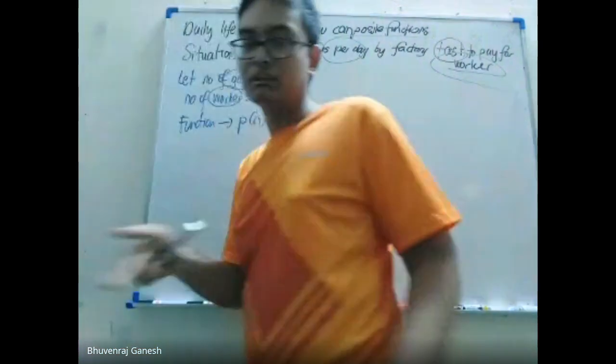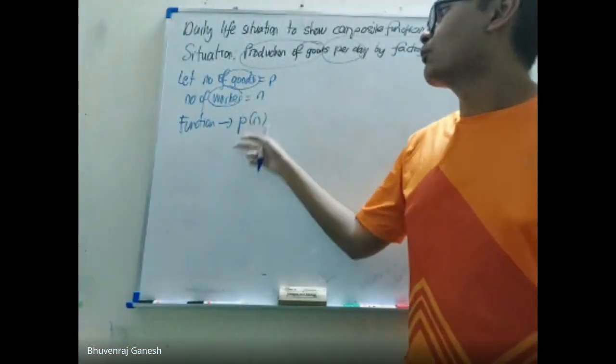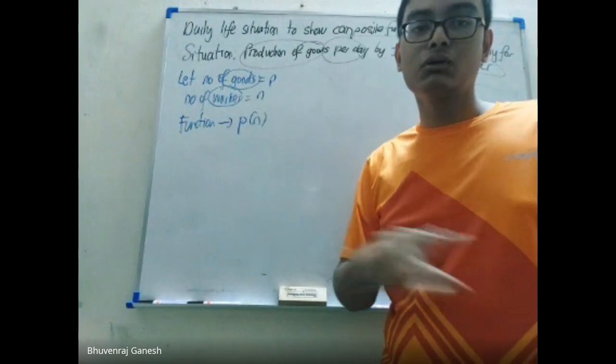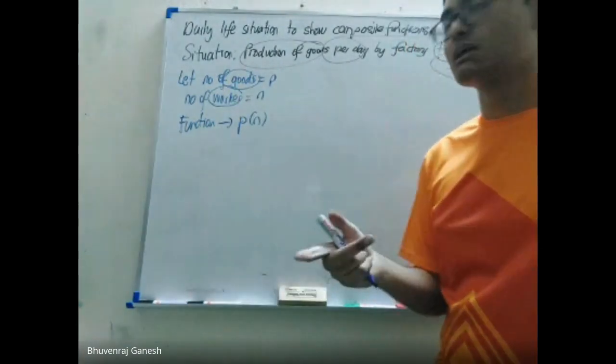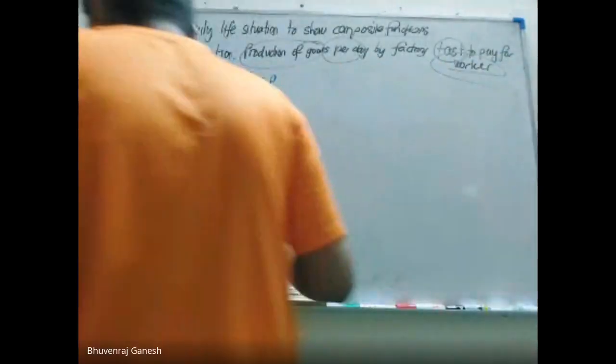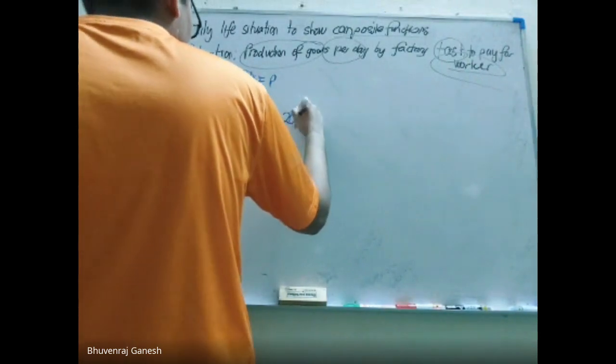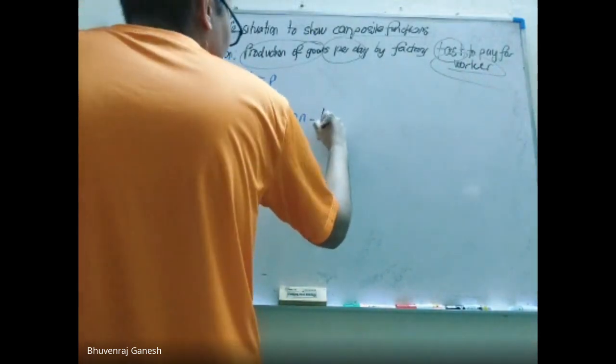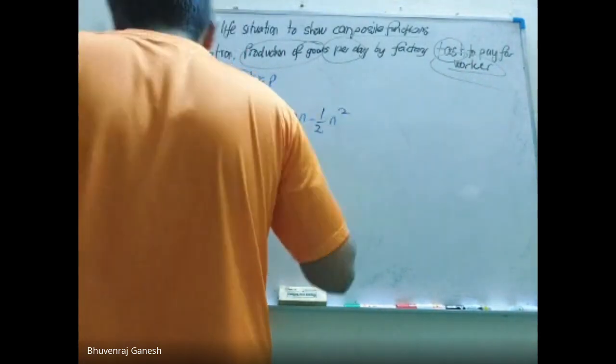So N becomes your object because from the worker only you can get goods. The goods don't come without the worker. So that's why the worker is the object in this situation. So P(n) is 20n minus half n squared. Let's say I create this function for you.